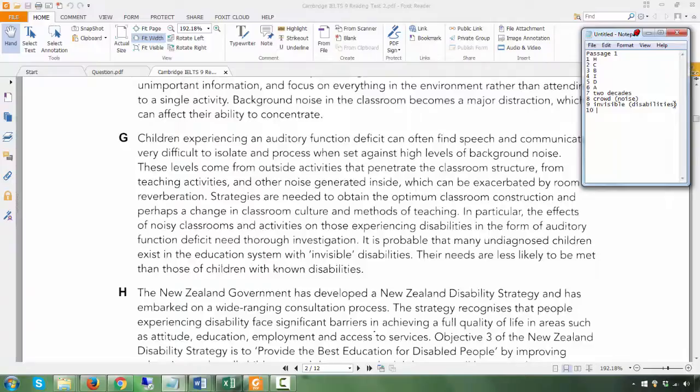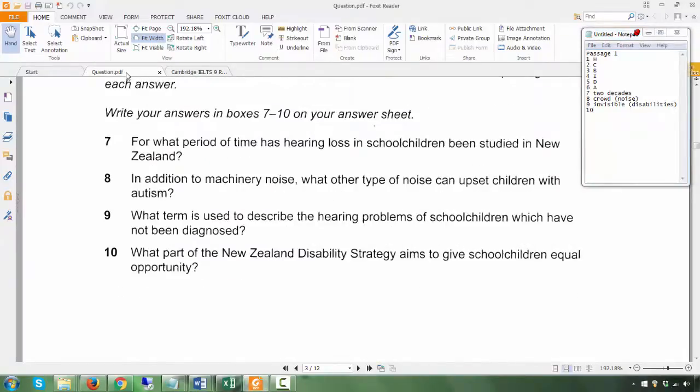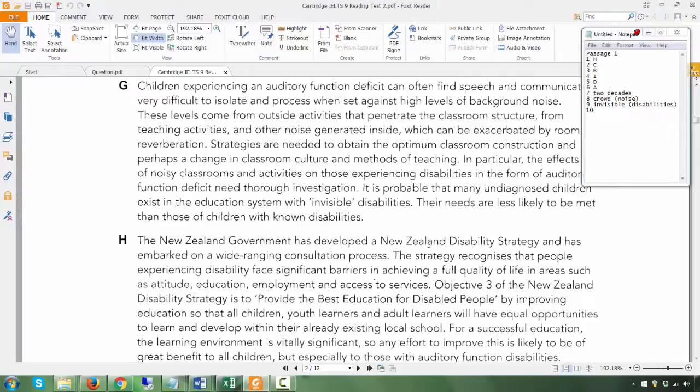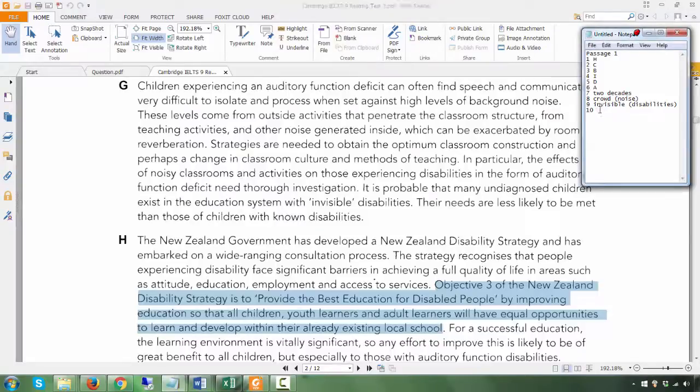And number 10. What part of the New Zealand disability strategy aims to give children equal opportunity? What part of it? Objective 3 of this strategy, by providing education so that all children, youth learners, and adult learners will have equal opportunities to learn and develop within their already existing school. So the answer is Objective 3. As you've seen, we went through these 4 questions, and the answers are in order.